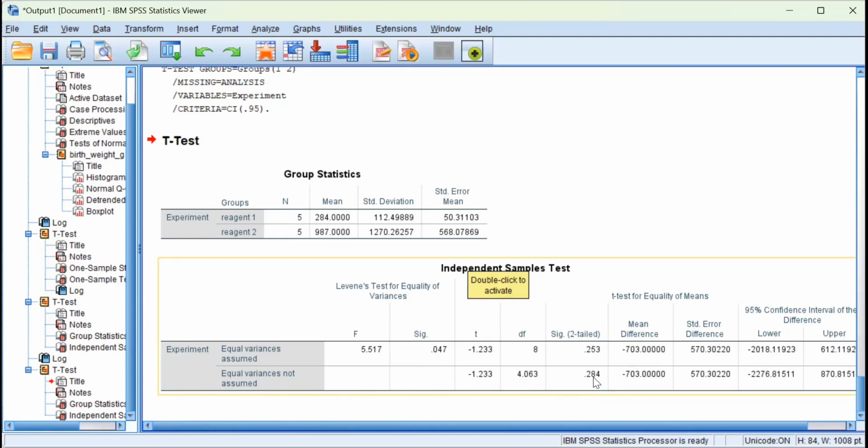P is 0.28. It means that although there's a difference in the means of these two reagents, it is not statistically significant. So this difference could just be due to chance. It means that the two reagents are not very different because their mean difference here is not significant. You understand?